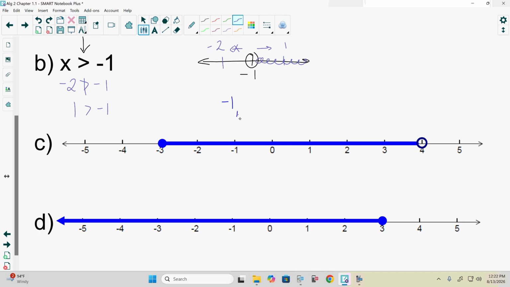Bigger numbers on the right, smaller numbers on the left. Bigger number, infinity, can be bigger. So put it on the right, and infinity and negative infinity will always have a parenthesis. -1, is it included? Did we shade it in? No, so it's going to be a parenthesis.